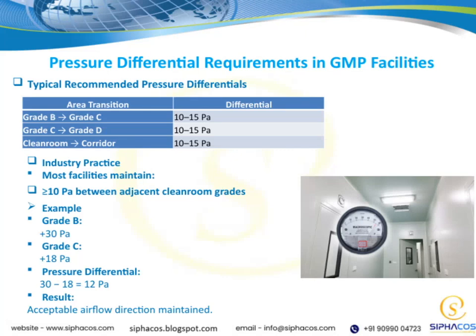In cleanroom environments, maintaining proper pressure differentials is crucial. Most facilities keep at least a 10 pascal difference between adjacent cleanroom grades. For example, if grade B is at 30 pascals and grade C at 18 pascals, the difference is 12 pascals, enough to ensure airflow moves in the right direction. This helps prevent contamination by pushing air from cleaner to less clean areas. Typical transitions, like from grade B to C or from a cleanroom to a corridor, usually require between 10 and 15 pascals to maintain this controlled airflow.